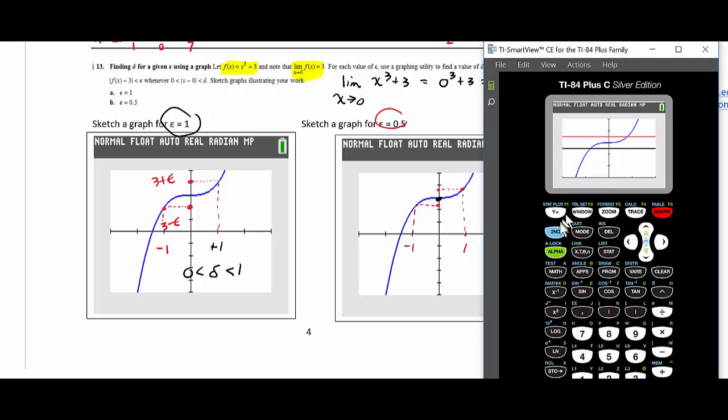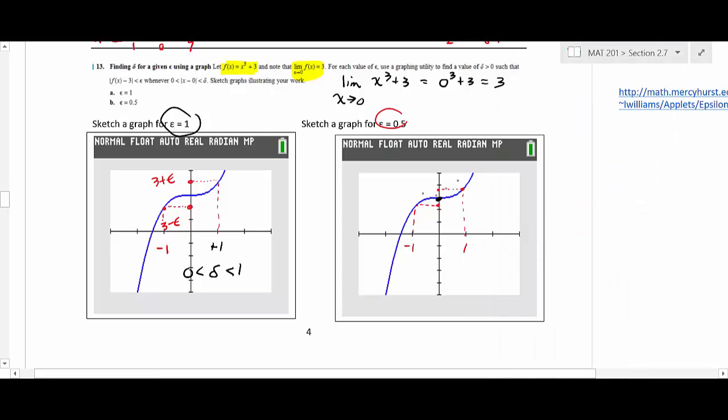And then if I go second, trace, option 5, intersect, let's just press enter. Press enter and see if it jumps over to that intersection point. So that is going to intersect at about 0.8. Okay? So that value is not 1, it's really about 0.8. So what you'd end up having with this one, based on what we saw on the calculator, is that delta comes down to around 0.8.